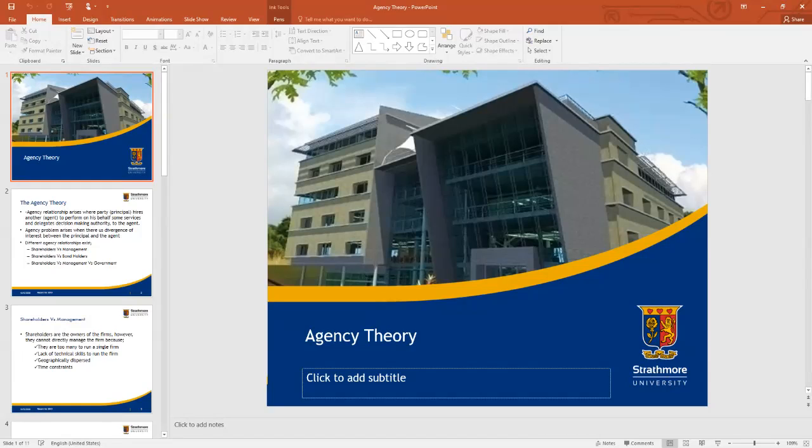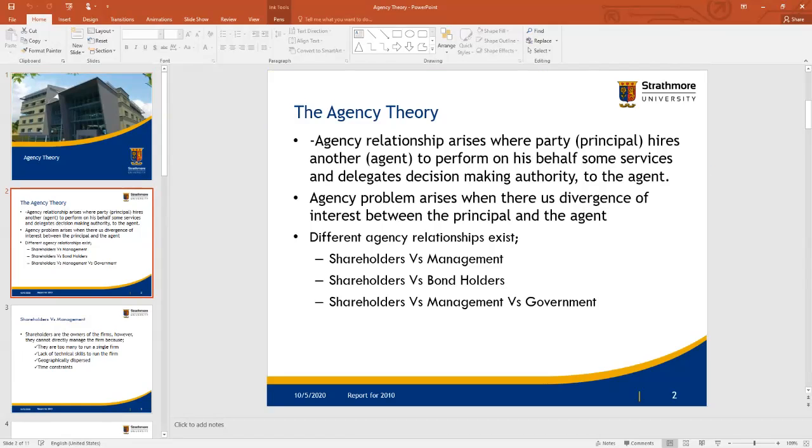Anyway, of key concern are three relationships: shareholders versus management, shareholders versus bondholders, and shareholders versus the government. As mentioned, I want to discuss the first one, shareholders versus the management, because that is what seems to be most relevant for us. But the notes are here just in case you want to read more.